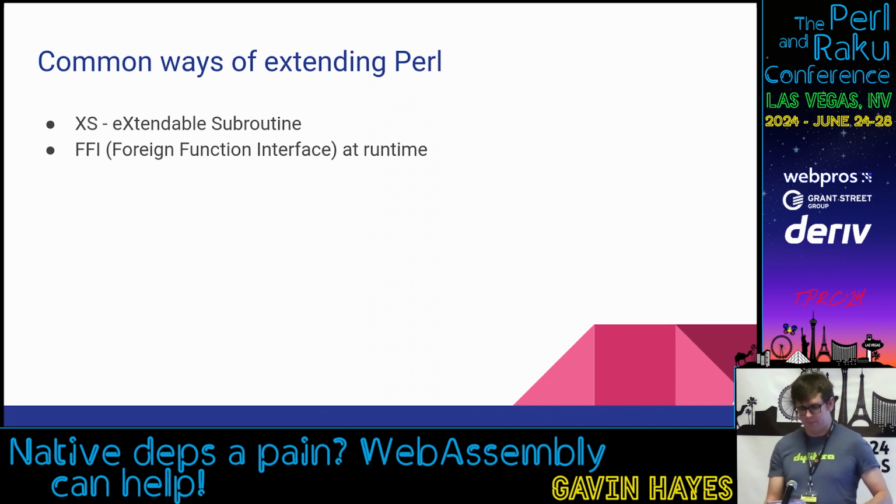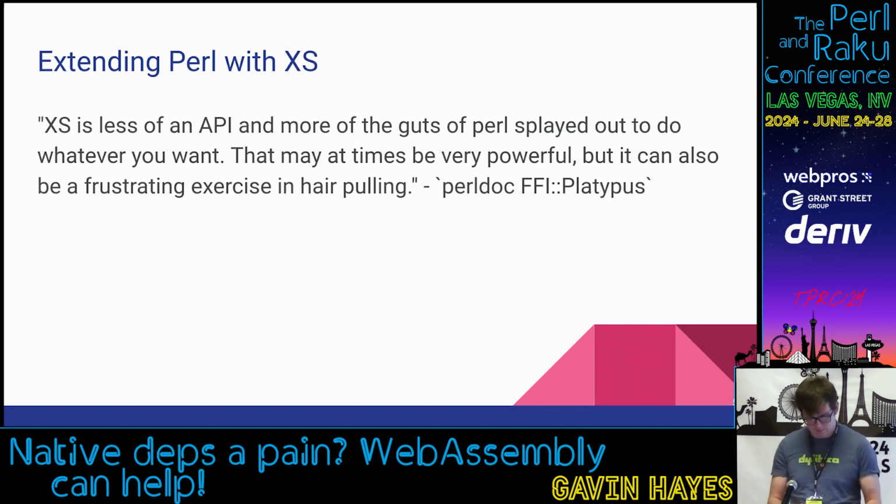The common ways of extending Perl are XS, eXtendable Subroutines, and FFI, foreign function interface, at runtime. The most used and oldest method of extending Perl is, of course, writing an XS extension. This provides a lot of power, but is very error-prone between issues building, linking, and at runtime. FFI::Platypus's description puts it well: XS is less of an API and more of the guts of Perl splayed out to do whatever you want. That may at times be very powerful, but it can also be a frustrating exercise in hair pulling.